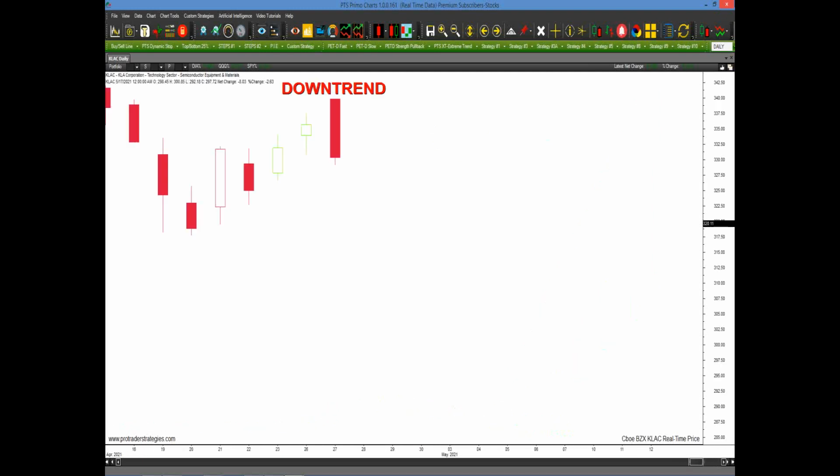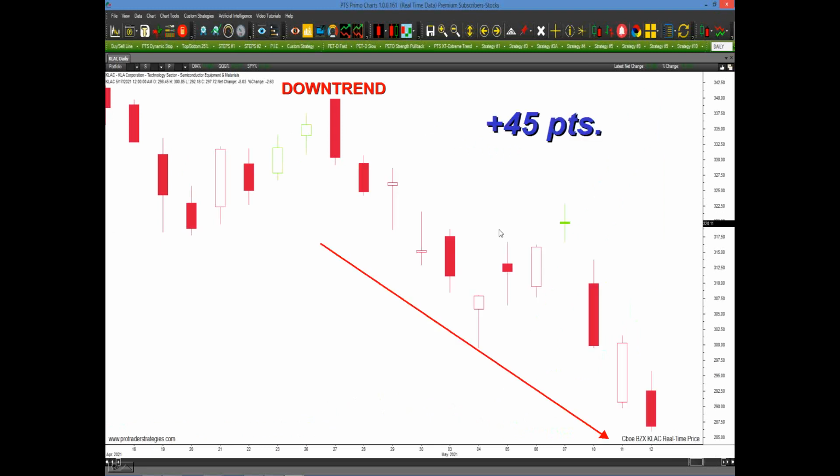Here's an example in KLAC. All right, once again, series of red bars, 2 green bars, followed by another red bar. That's a classic sell signal. This happened coming into May. The stock fell 45 points. And then we had 1 green bar. Here was another chance you could have gotten short.